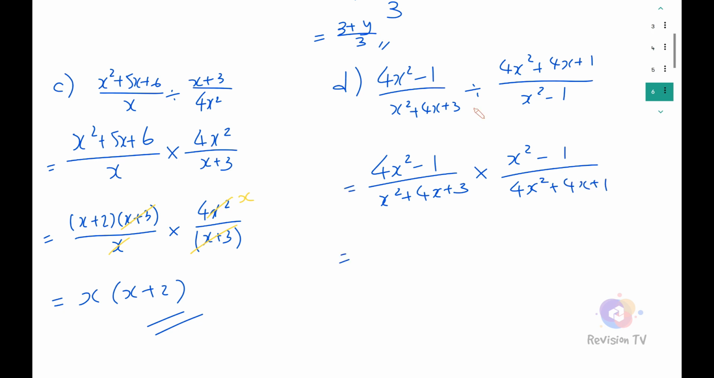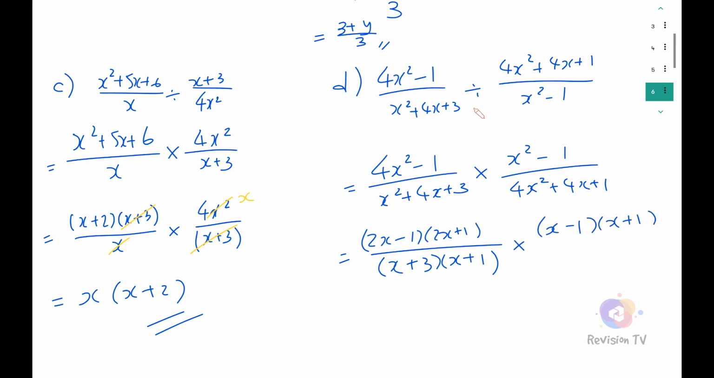Next, we factorize each individual term. 4x squared minus 1 is a difference of two squares: 2x minus 1, 2x plus 1. Hopefully you see that. Over this, x plus 3, x plus 1, times this one, x minus 1, x plus 1. The denominator in here is 2x plus 1 times 2x plus 1. Once we break it into what we call the factor form, it's a simplifying feast.